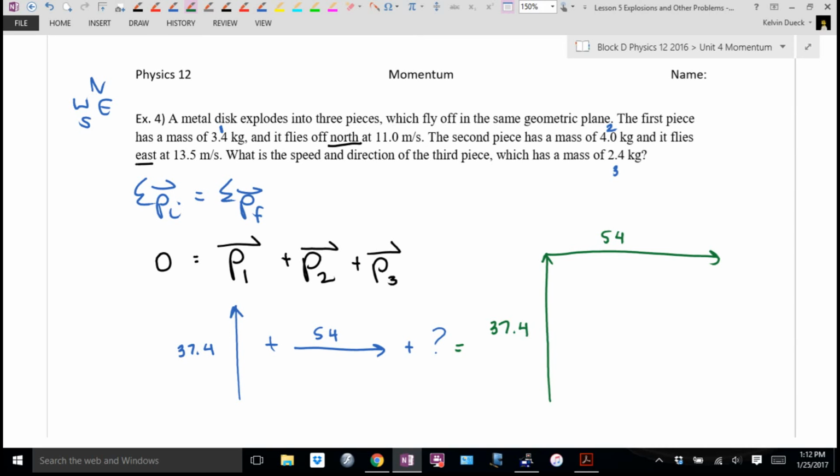If this was a displacement, what would 0 displacement be? I would end up back where I started. This is momentum. What will 0 momentum be? I will end up back where I started, and the final vector is that. That is the third object. It's a right angle, which means Pythagoras and SOHCAHTOA trig are back in play. In fact, I can find this with Pythagoras.